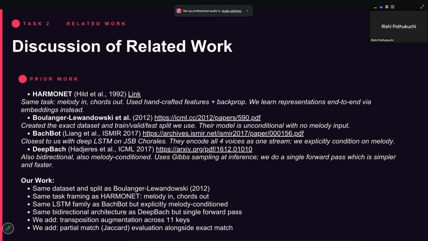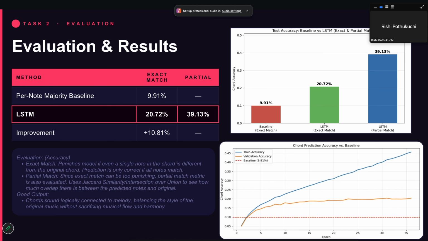First, we evaluated exact match. Our per note majority baseline scored 9.91%, and then our LSTM model scored an exact match of 20.72% accuracy. This demonstrates a clear 10.81% improvement over the trivial baseline.